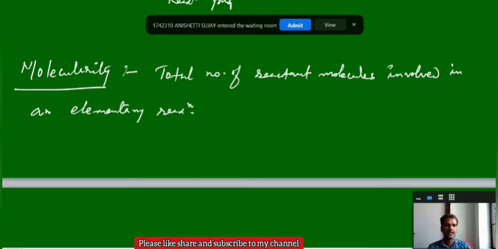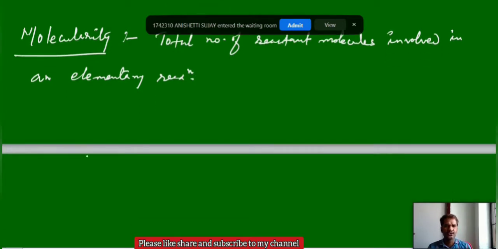That is called molecularity. Molecularity should always be a positive number only. It should not be 0, it should not be fractional, and it should not be negative. Compulsorily, at least one molecule should be present for a chemical reaction. Whereas order may be 0, fractional, negative, or positive, molecularity should always be a positive whole number.